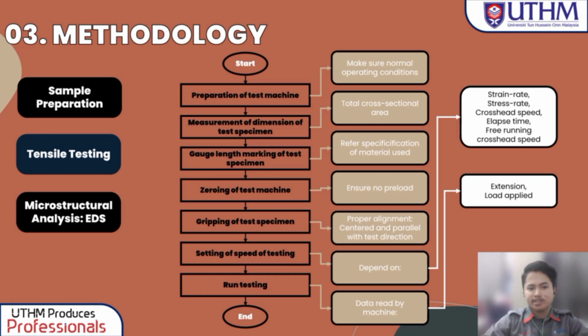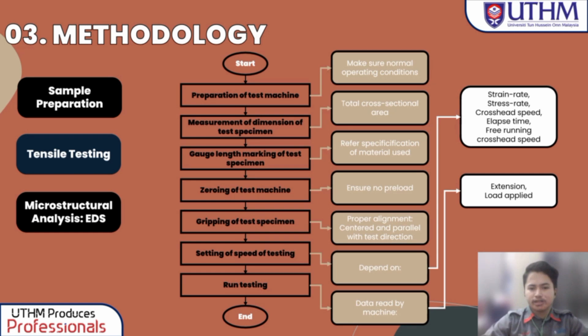And then the fifth one is gripping of the specimen. It needs proper alignment, centered and parallel with the test direction. The sixth one is setting the speed of testing. This speed of testing depends on strain rate, stress rate, cross-head speed, elapsed time, and free running cross-head speed. And the last step is to run the testing.